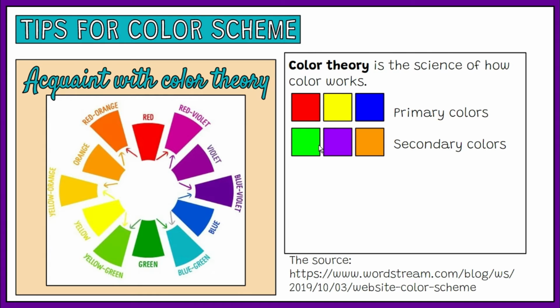Secondary colors are created by mixing 2 primary colors. For example, when you mix red and yellow, you get orange. Tertiary colors are created by mixing a primary color and a secondary color that are next to each other on the color wheel. These create compound colors. For example, mixing yellow and green creates yellow-green.